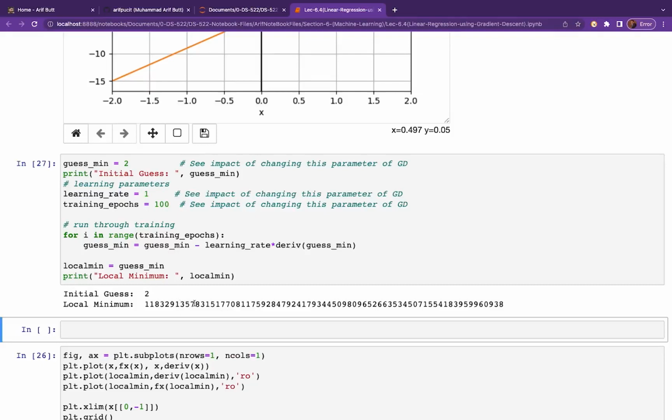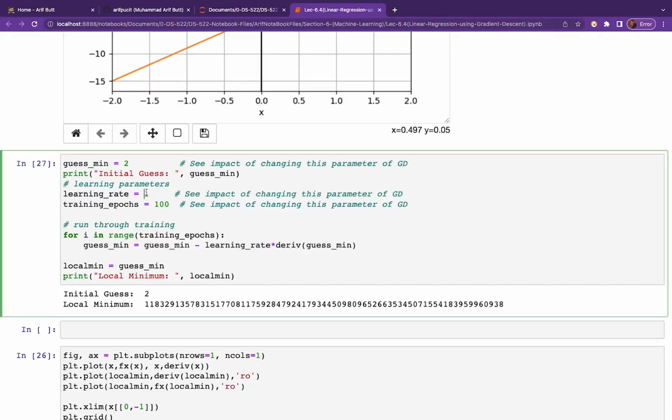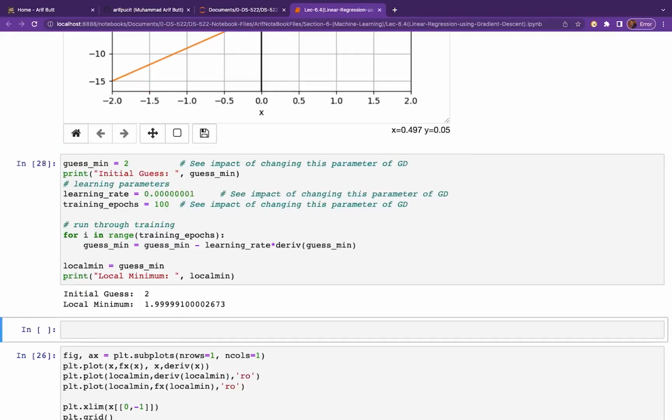Now let me change it to a very small number. Let's suppose 0.0000001. Okay, and let me execute it again. We started from 2 and we ended up at 1.99. Not at all anything close to 0.5. So it did get closer but didn't reach the destination after 100 training epochs.